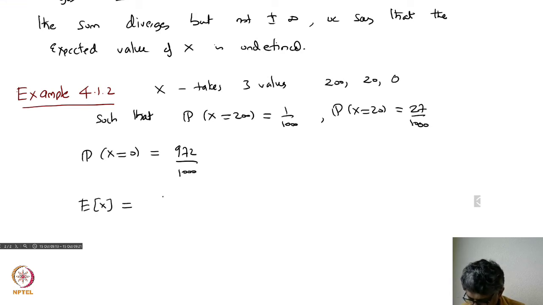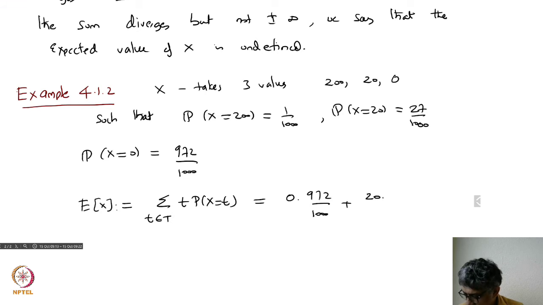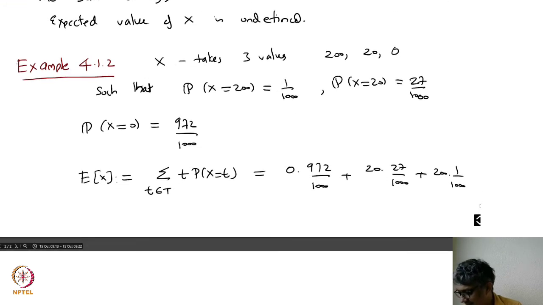by definition, is the sum of t times the probability X equal to t. So what you do is you just multiply it. Right? So you just have 0, the first one, and the probability which it takes is 972 by 1000, plus 20 times 27 by 1000, plus 200 into 1 by 1000. So we add these up, you will get some number. So on average, X will take 0.74, but notice that this number is not attained by X.